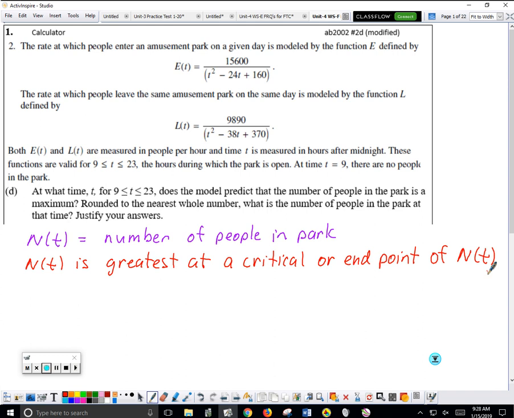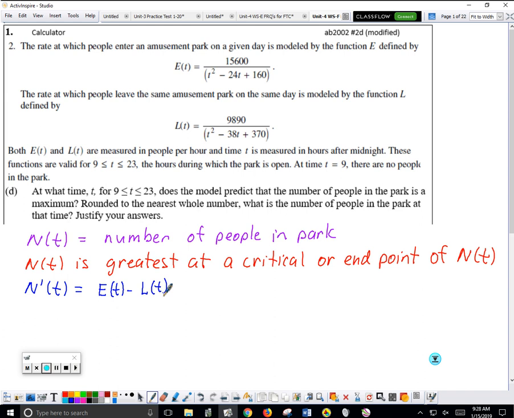So we got those. Oh, so we need N prime then, because we find the critical points of N by identifying where N prime is 0. N prime is the rate at which N is changing. The number of people in the park goes up or down based on the rate at which people enter and the rate at which people leave. So N prime is simply the in rate subtract the out rate. And you can memorize that. There's a lot of AP problems that will deal with an in rate and an out rate. The overall rate is simply the difference.